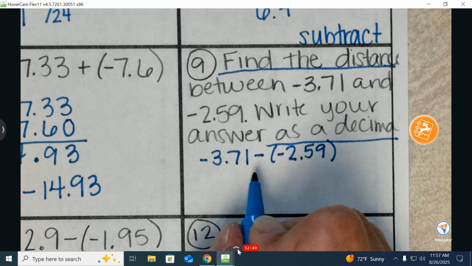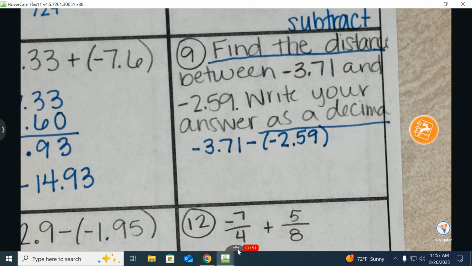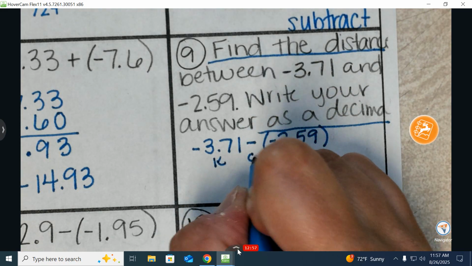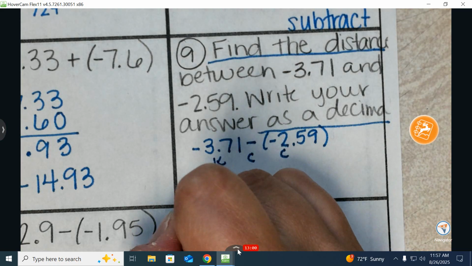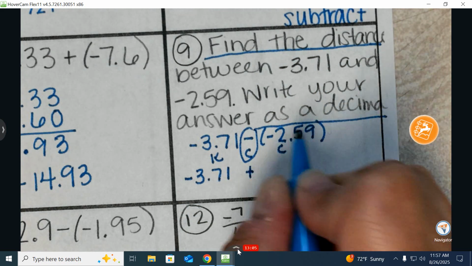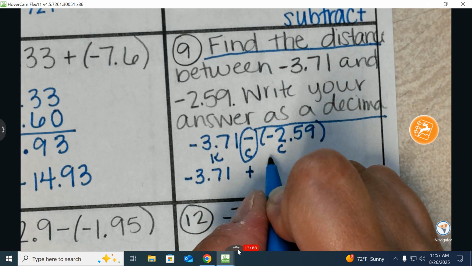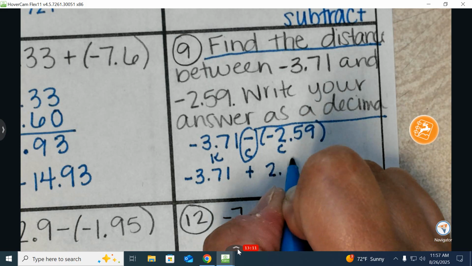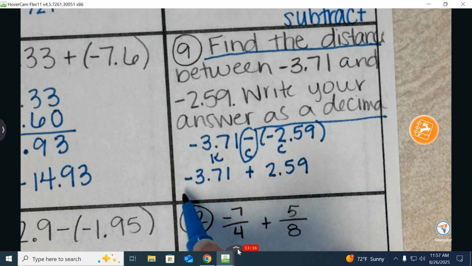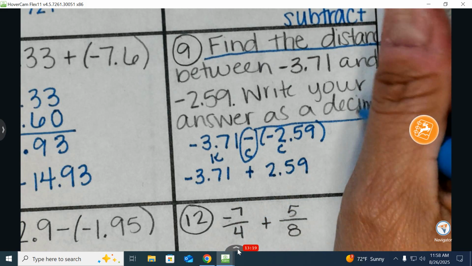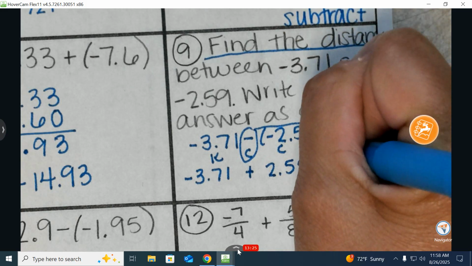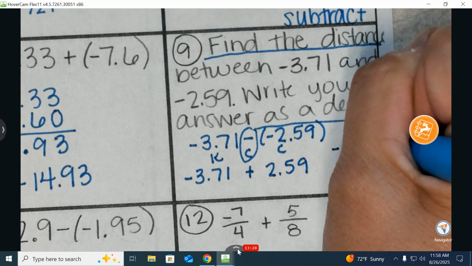Okay, I'm subtracting. I need to do keep, change, change. So I will keep negative 3.71, change subtraction to addition, and change negative 2.59 to positive 2.59. Adding with unlike signs, so I subtract. So 3.71 minus 2.59.